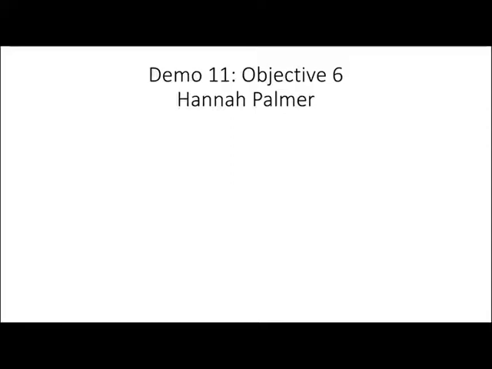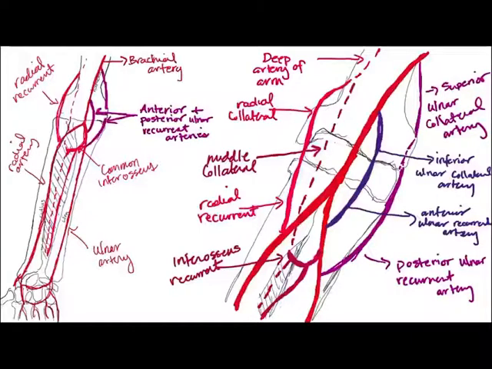Today we're going to be talking about the flow of blood as it continues down the arm to the forearm and into the hand from the brachial artery, as well as areas of collateral blood flow. We'll start by taking a look at the anterior surface of the arm. In the previous video, we talked about how the brachial artery divides into the radial and ulnar arteries right here, just after we move into the forearm.